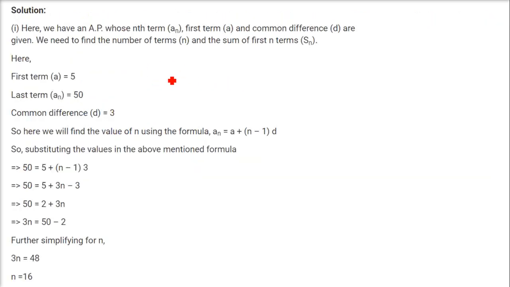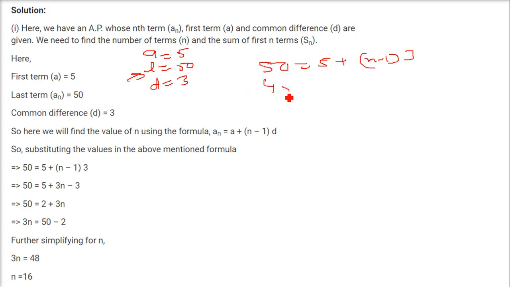a, d and an are given. So what is given is the first term, a, as 5, the last term, l, as 50, and the common difference as 3. So first we have to find out n. Because we know l, 50 will be a, that is 5, plus n minus 1 into d, 3. So this is how we have to solve.